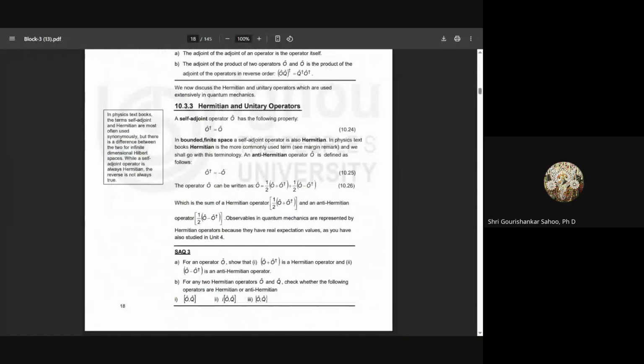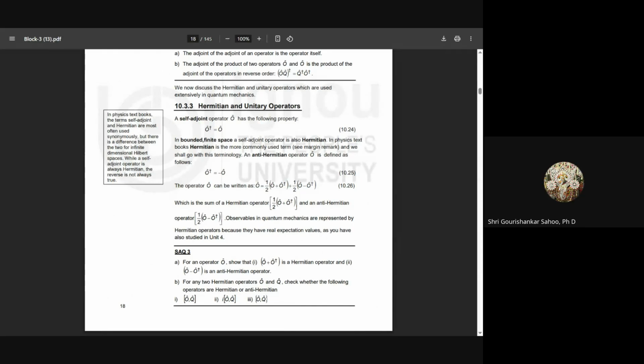Then Hermitian and unitary operator. The self-adjoint operator O cap has the following property: O cap dagger is equal to O cap. In a bounded finite space, a self-adjoint operator is also Hermitian, and from a physical point of view it is the more commonly used term. An anti-Hermitian operator O cap can be represented as O cap dagger is equal to minus O cap. The function which obeys the Hermitian property is a physically representable quantity.